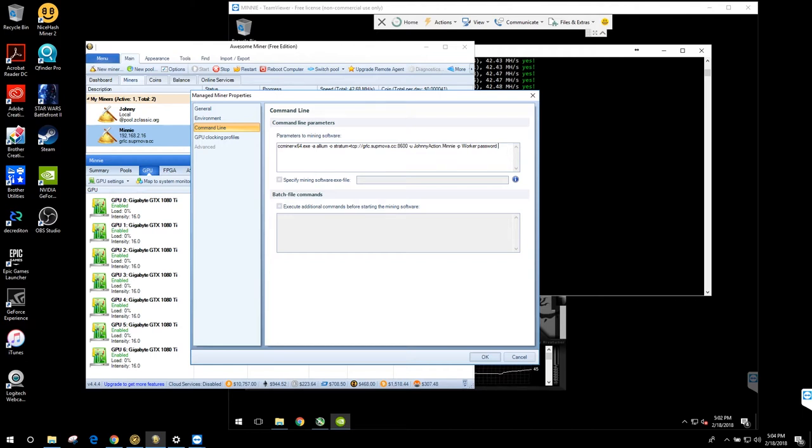So add in dash I space 21. Okay, maybe a little different. That changes the intensity. You can do 8 through to 24. I tried 20 and it increased it pretty good. I tried 21. I think 21 is the sweet spot.